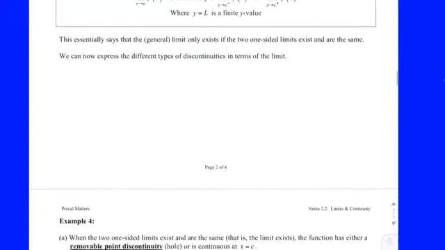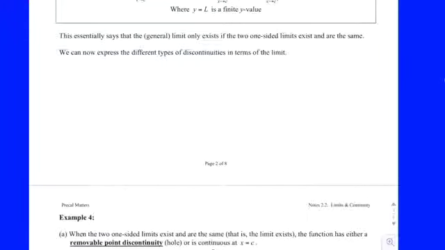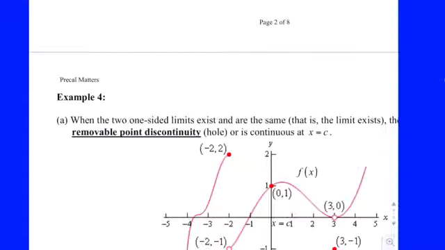All right, so there's one other discontinuity that we haven't talked about, right? Which one? Vertical asymptotes, okay? They're coming. Right now, let's go ahead and officially define the two discontinuities we've been talking about, holes and jumps, by way of limits, okay? So here it is, example 4A.